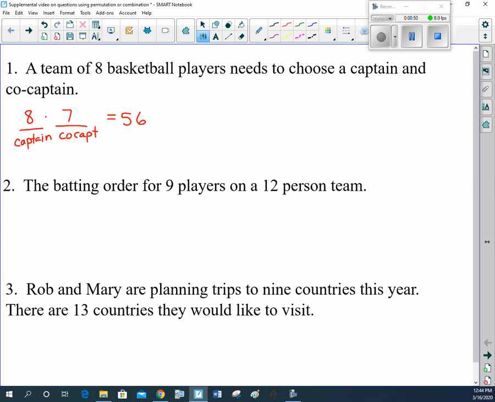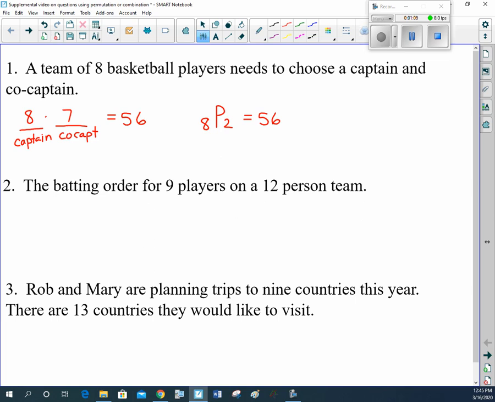You could also do a permutation on this one. Order matters. Captain and co-captain, they're different. They're titles. Order matters. So you could say 8 permutation, and you're choosing a captain and a co-captain. That's 2. So that also gives you 56 outcomes. So 2 different ways to do that one.